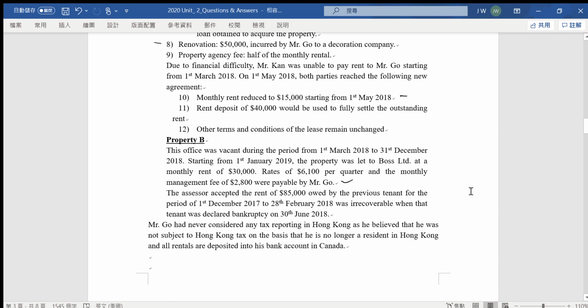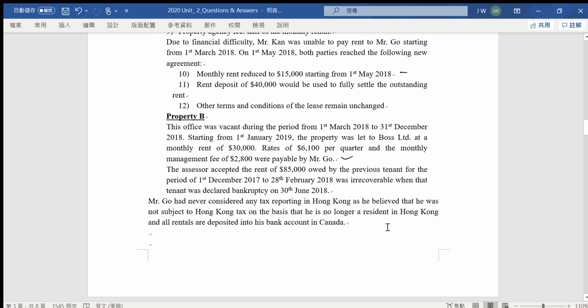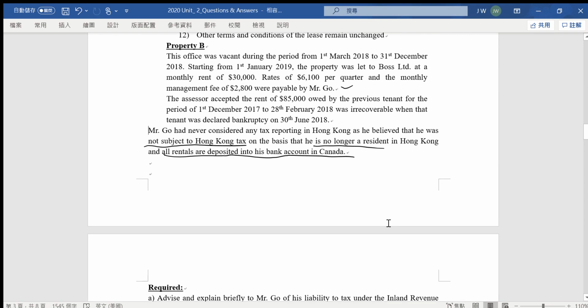Okay. Also, the question asks you to discuss that Mr. Goh thinks he doesn't have any tax reporting in Hong Kong, and he believed that he was not subject to Hong Kong tax. He has two reasons. First, he thinks that he is no longer a resident in Hong Kong. Second, all the rentals are deposited into the bank account in Canada. He takes these two arguments and says that he has no need to pay any property tax in Hong Kong. You need to give him advice and explain to him.